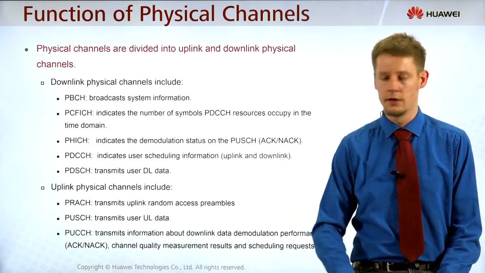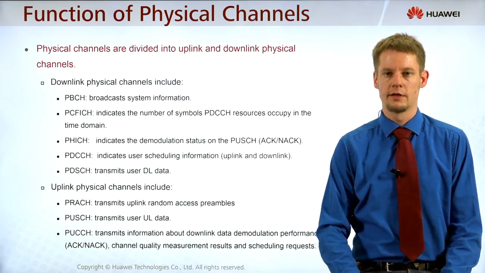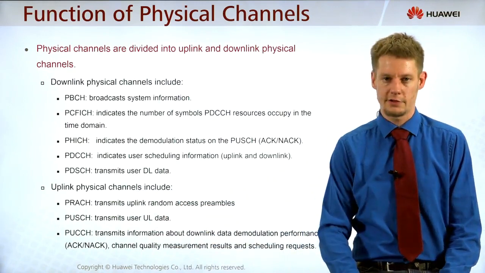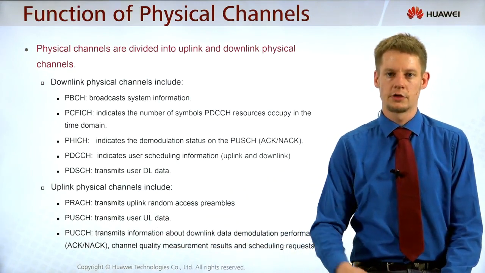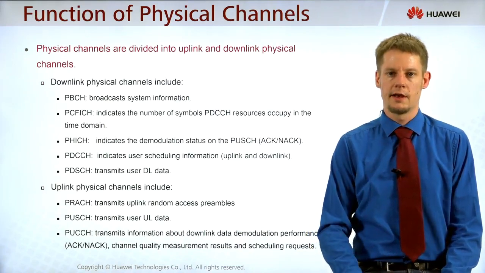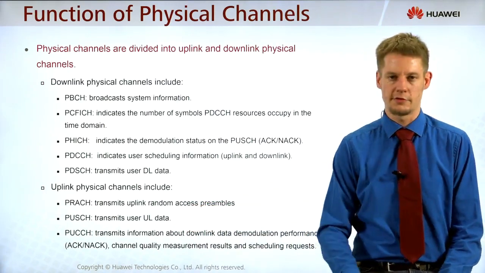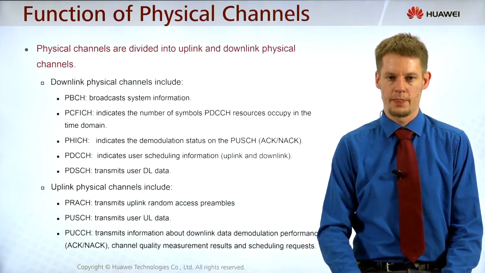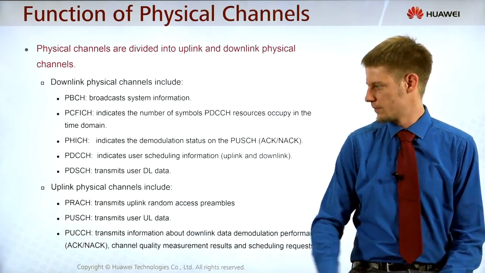In the uplink, we have one additional channel. This is the so-called physical random access channel. So when one UE shows up in a cell for the very first time or is turned on in this cell, it has to do a so-called random access procedure to camp on the cell. This is done in the random access channel.